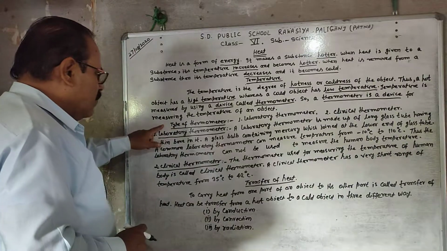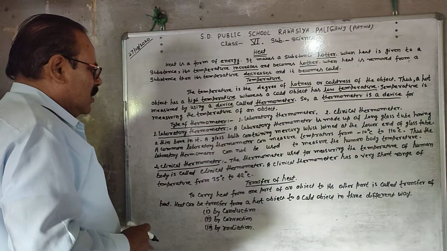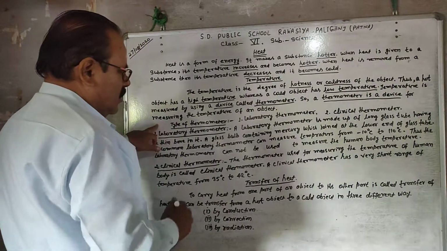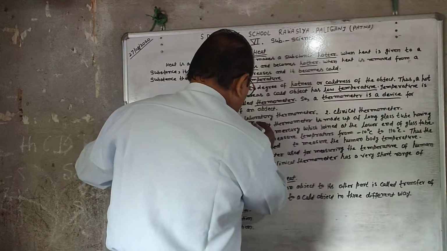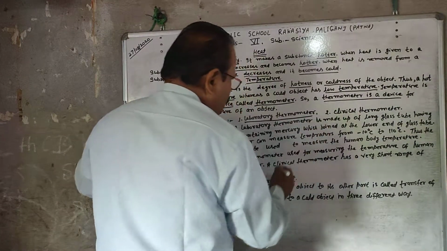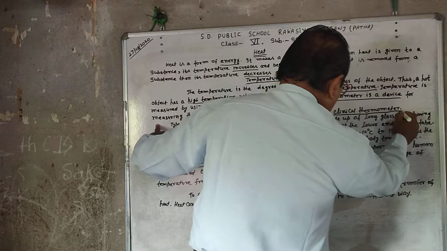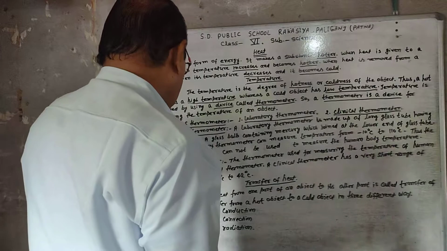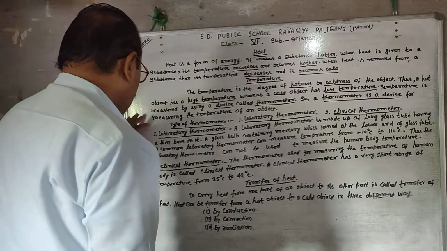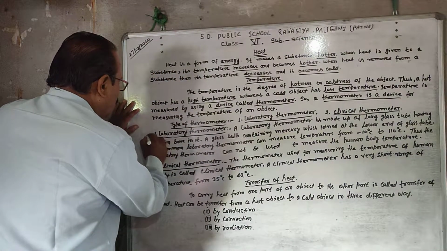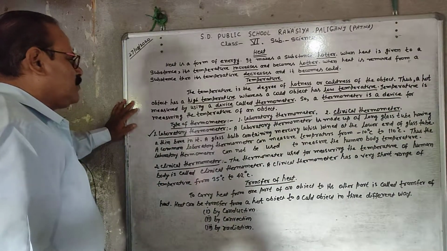Now we know the types of thermometer. There are two types of thermometer. First, laboratory thermometer, and second, clinical thermometer. We will know about them one by one. First of all, we know about the laboratory thermometer.